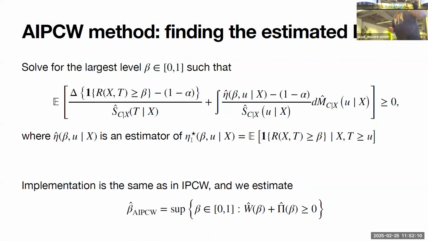Okay? It introduces a new nuisance parameter, which is this eta, which is a regression of the indicator that the conformity score is greater or equal to little beta, given X and being alive up to time U. And it's an integral with respect to a martingale. So it's a martingale integral. I really don't have time, this is unfair to you guys because it's a nasty expression, to parse it out. The main important thing is that this second quantity is meant to correct for the bias in the survival curve.